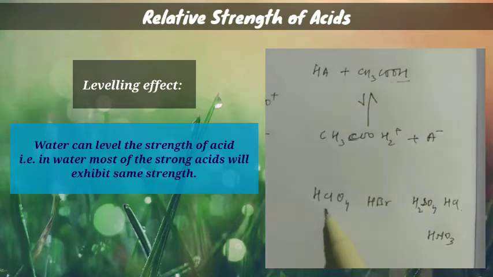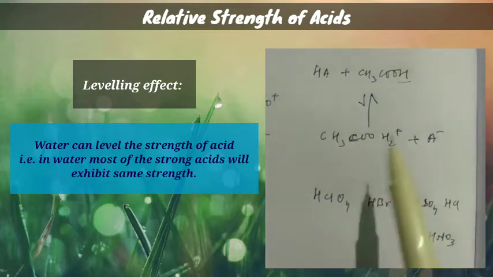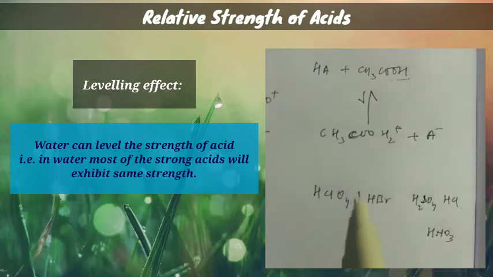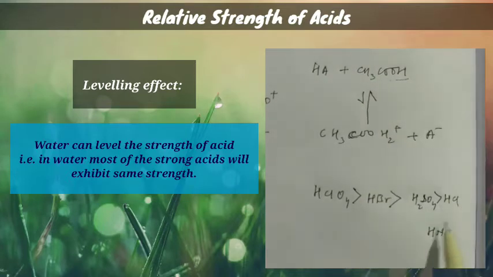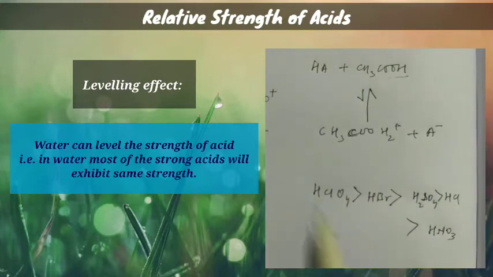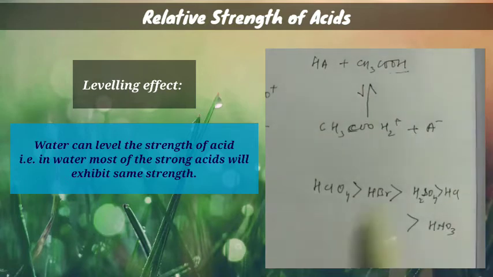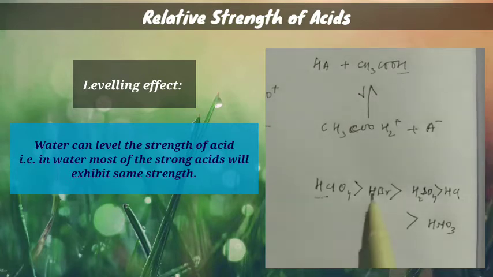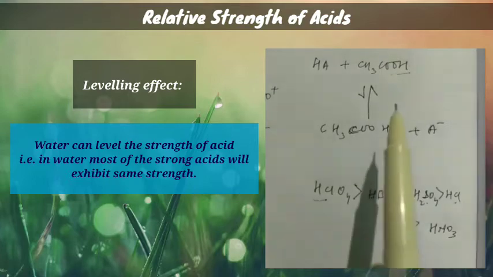How fast they accept the proton determines their acidic nature. If you use conductance measurements and calculate the strength of these acids in glacial acetic acid, the strength is found in this order: this acid is higher than hydrogen bromide, then sulfuric acid, then hydrochloric acid, then nitric acid, in acetic acid.